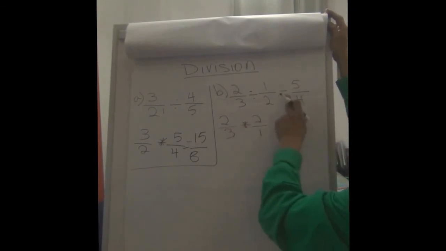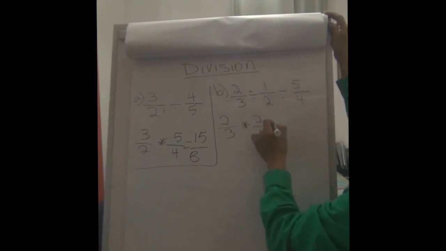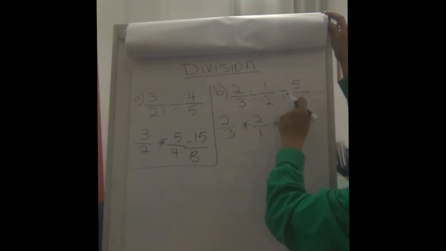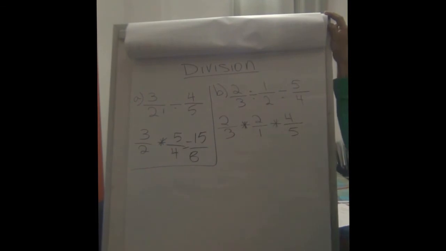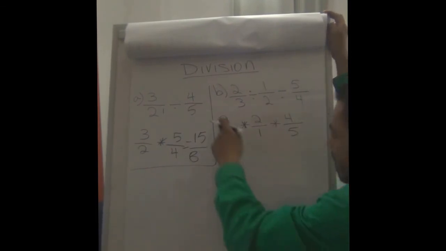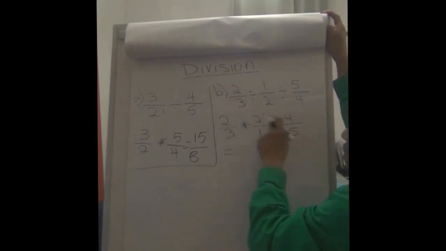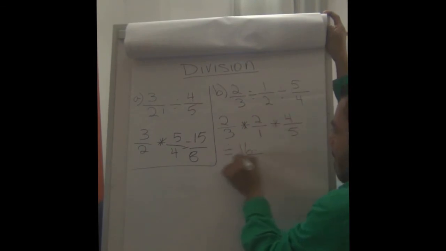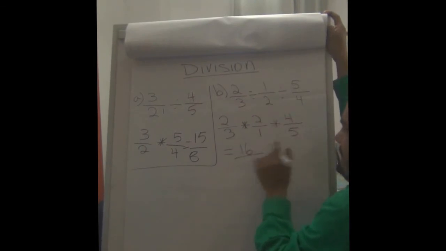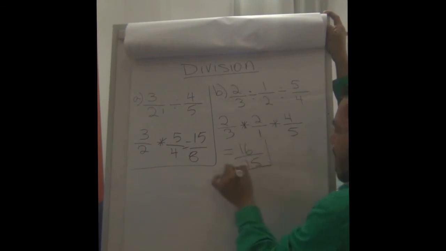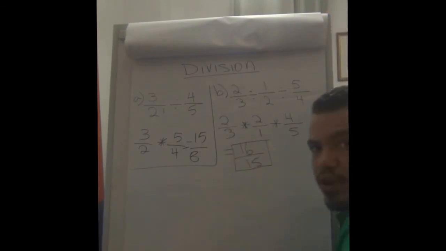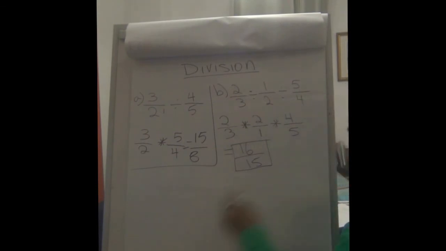Okay? Guess what? You have another division here. So you're going to do the same thing. You're going to change that to multiplication, and you're going to use the reciprocal. See that? That was easy. Not bad, right? So now that everything is multiplication, we just go straight forward. 2 times 2, 4, times 4, 16. 3 times 1, 3, times 5, 15. And voila. That is your answer. That's basically what you get.